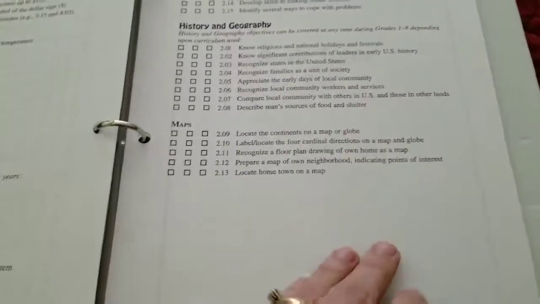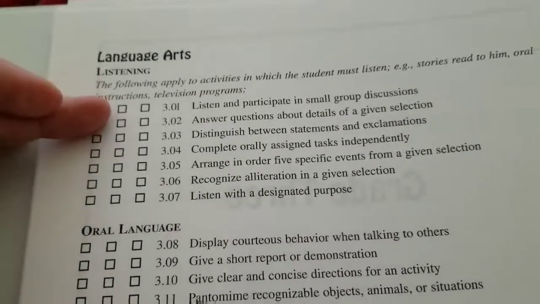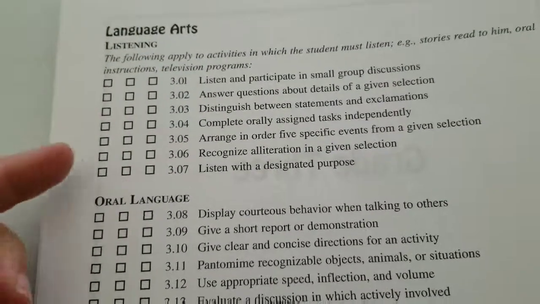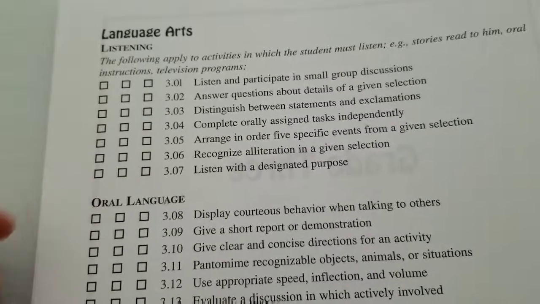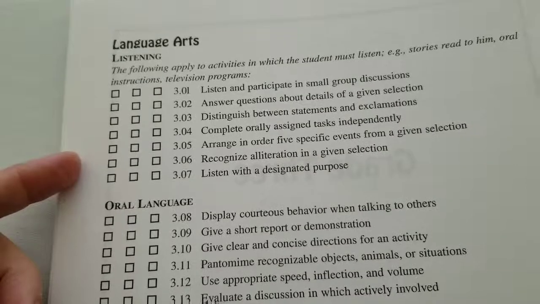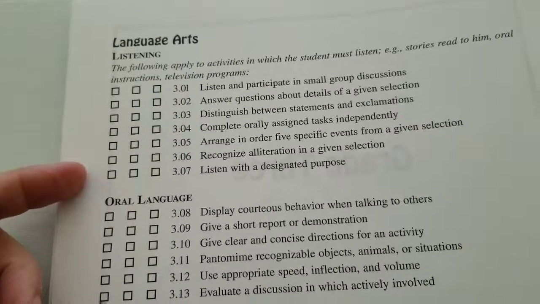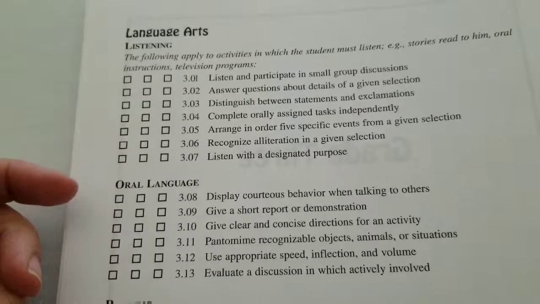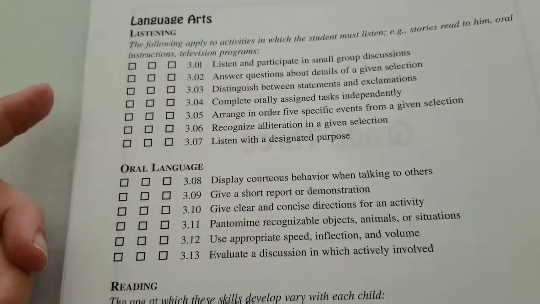I don't have kindergartners. I have a rising fourth grader, but we'll look at third grade because that's what he just finished. So can they participate in small group discussions? Can they answer with details? Distinguish between statements and explanations? Orally assign tasks independently? Arrange and order 5 specific events? Recognize alliteration? Listen with designated purpose? A few of these I know without a doubt I could check off.